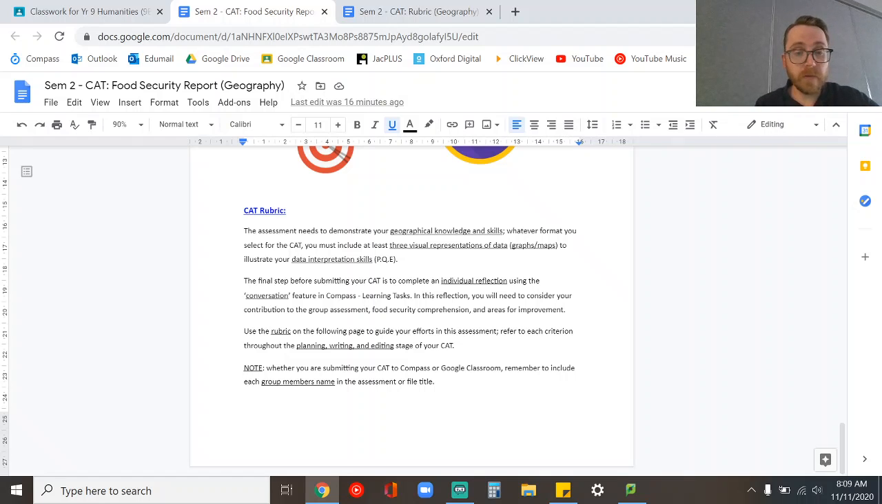And hopefully when you do your reflection, you might be able to find an area of improvement before you submit the CAT. So if you say, well, I didn't really do this section here really well, oh, I've still got a day, let's fix that up. Use the rubric on the following page.